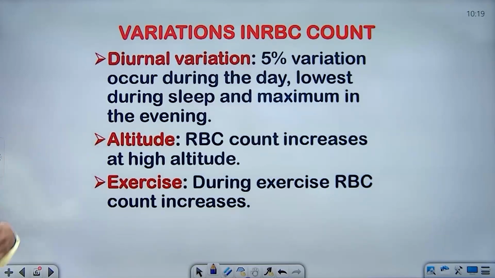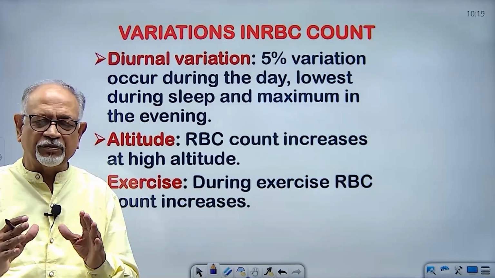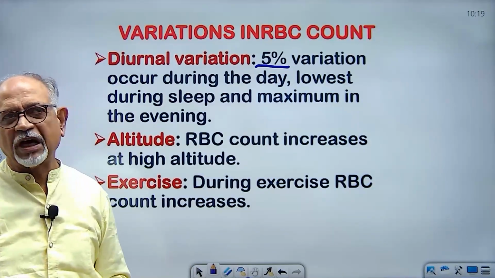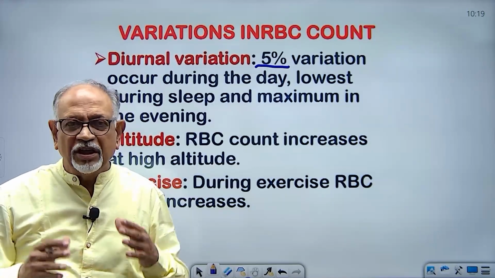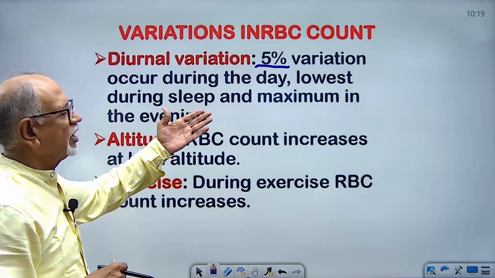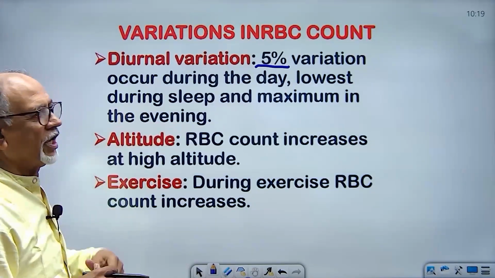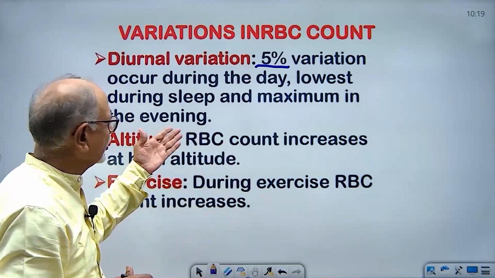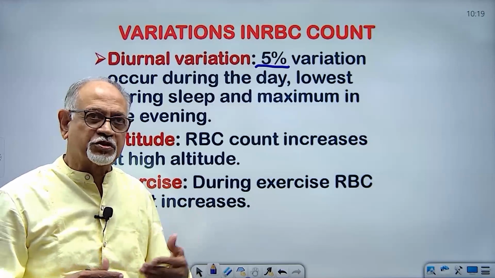Now, variation in RBC count. As you can see, the RBC count varies by 5% during the day, that we call diurnal variation. The minimum number is observed in the morning time when the metabolism is at the lowest level. So, the number of RBC are minimum, whereas the RBC count is maximum during the day, in the evening, when the metabolic condition is a little raised.